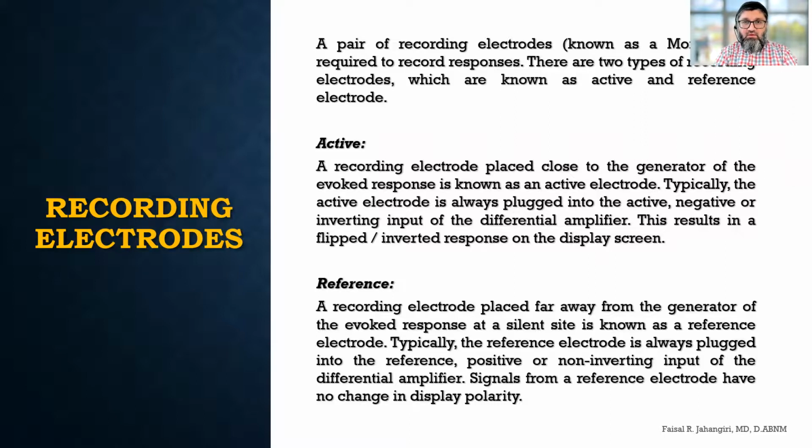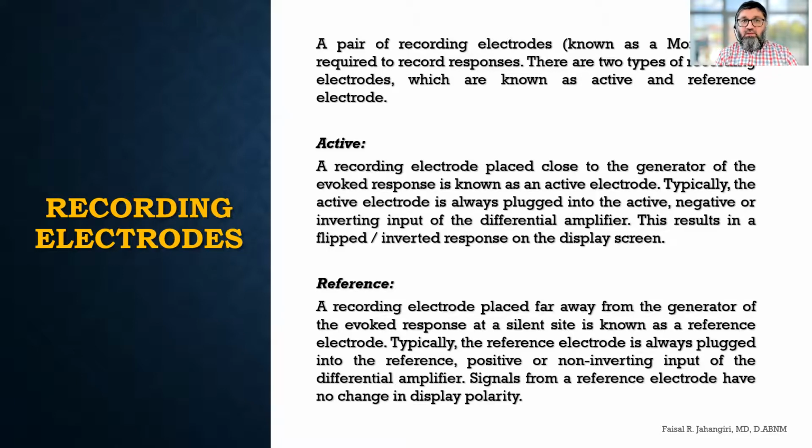So active electrode is different than the active input of the differential amplifier. What is an active electrode? A recording electrode placed close to the generator of evoked response is known as an active electrode. So any electrode which is placed close to an evoked response or a spontaneous response is known as an active electrode. Typically, the active electrode is always plugged into the active or negative or inverting input of the differential amplifier.